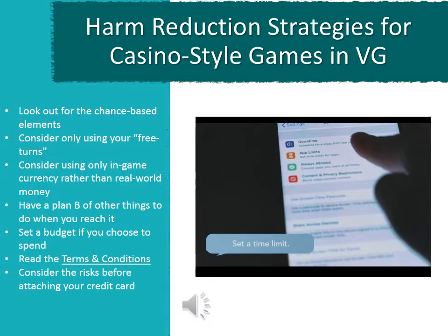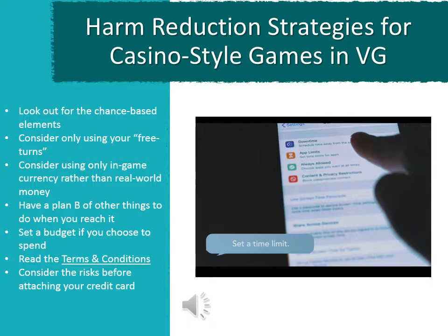Again, casino-style games found in video games can make the game really exciting and engaging for players. There are some ways that we can reduce the harms associated with this. First, look out for the chance-based elements within the game and stay informed. What is the difference between chance and skill? What are my odds here? And what are the signs of a problem?